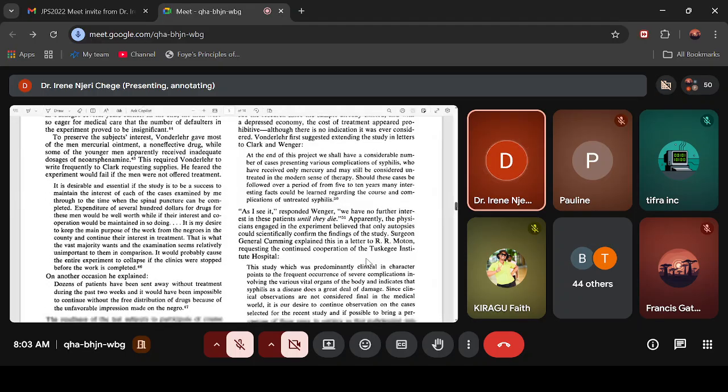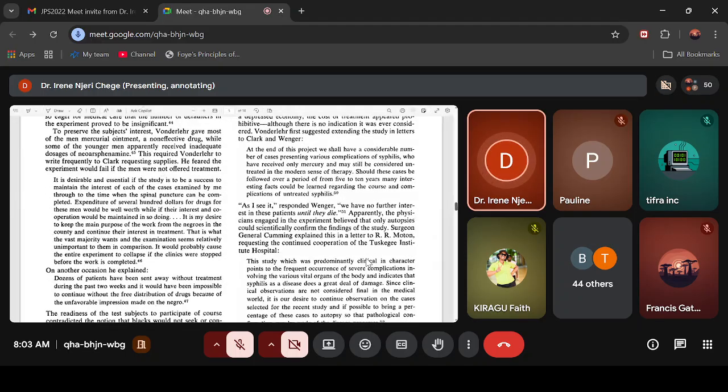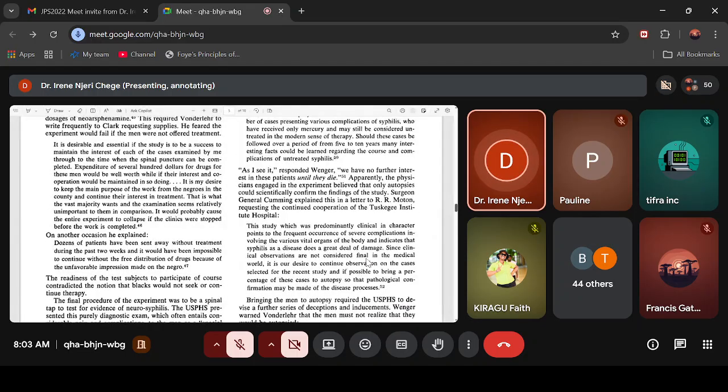Okay, so there's no informed consent, there's no beneficence, there's no respect for persons. Okay, there's no integrity, as you can see. So you read the rest of it.